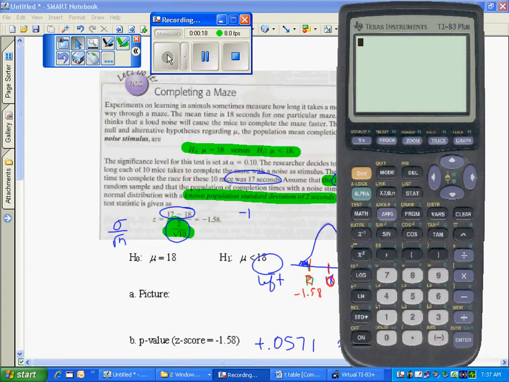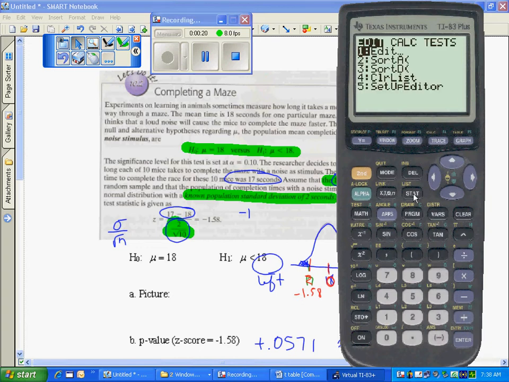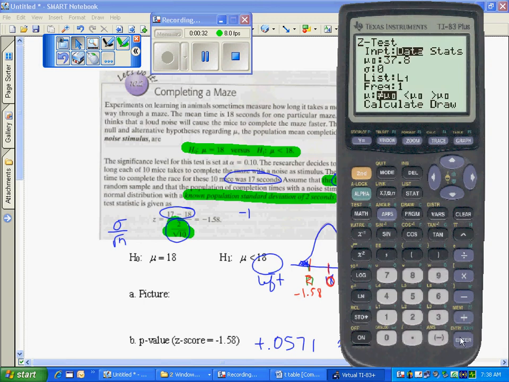So what we're going to do is hit the stat key, and if you notice my cursor stays there because we're in statistics and we're testing. We're not calculating anything, we're testing. This is called a z-test. It's called a z-test because I know the population standard deviation and I'm finding the z-score. I don't have the data, but I have the statistics.